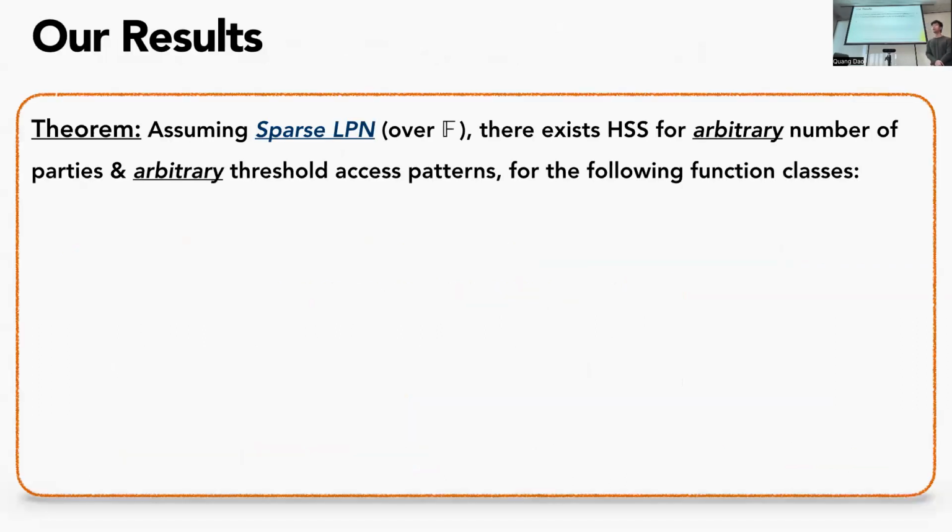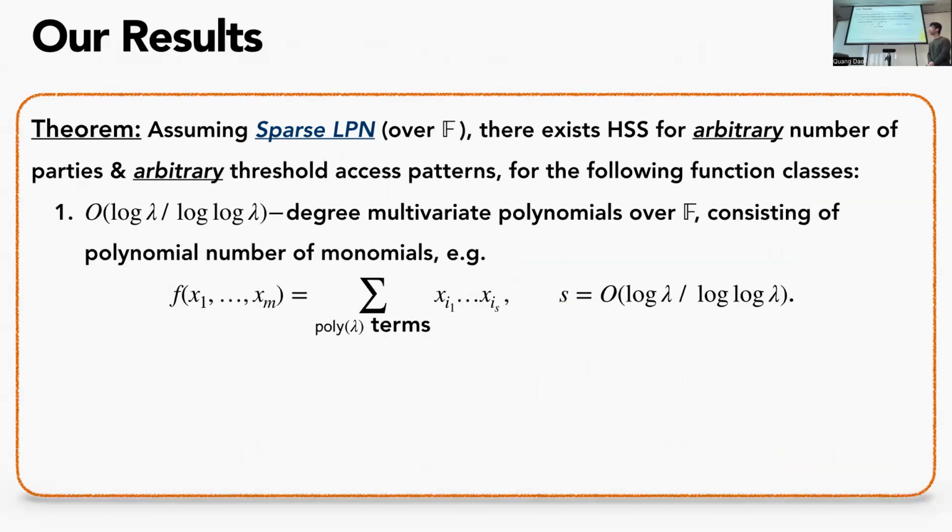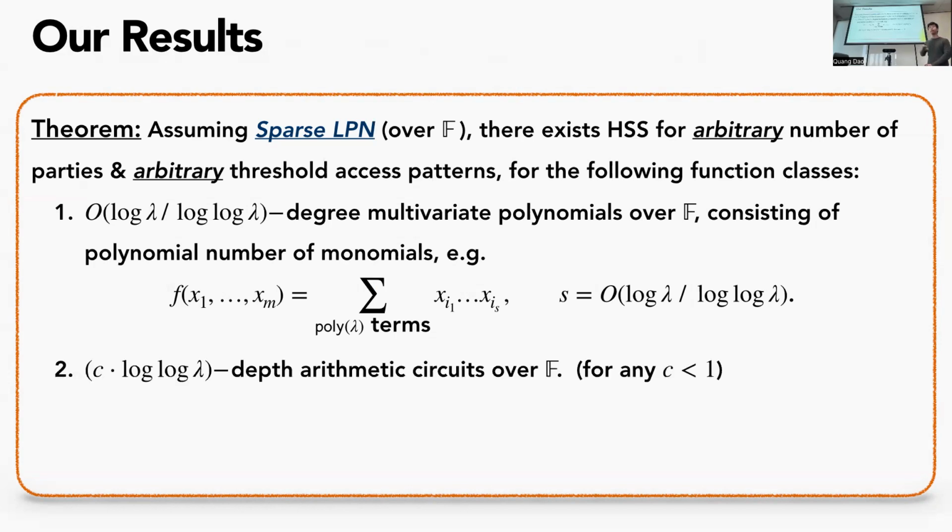And in our work, we achieve both of these things. So assuming this coding theoretic assumption, sparse LPN over some arbitrary finite field, we can build an HSS scheme that supports an arbitrary number of parties and arbitrary threshold patterns for the following non-trivial function class. The class is polynomials with log over log log degrees and a polynomial number of terms. As a special case, and just to be more concrete, we can support roughly log depth arithmetic circuits.